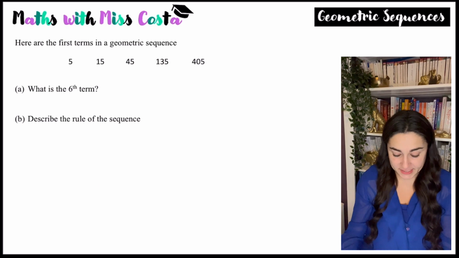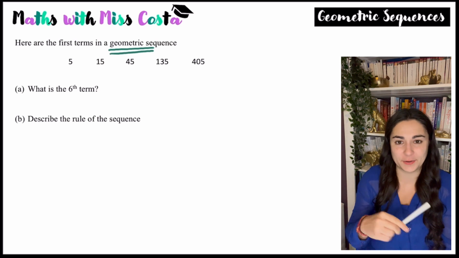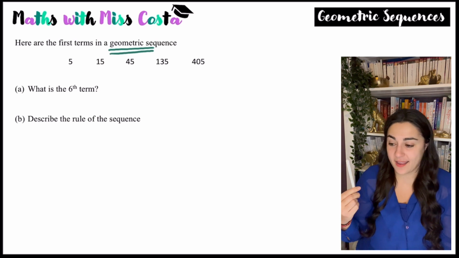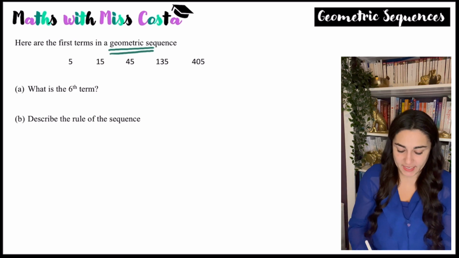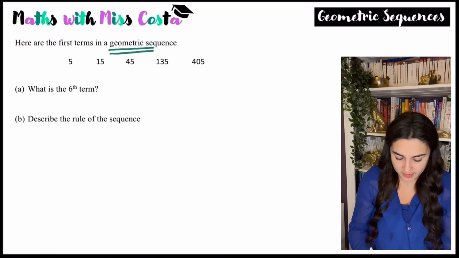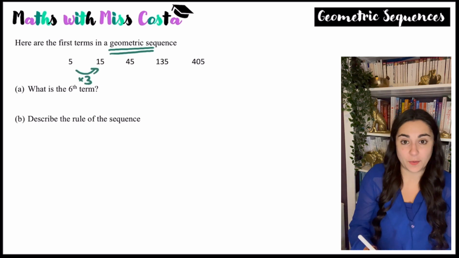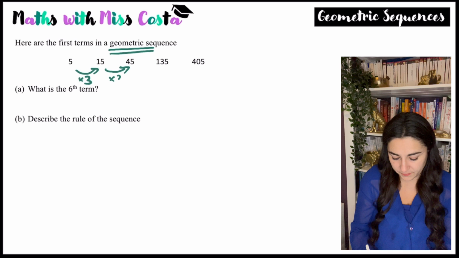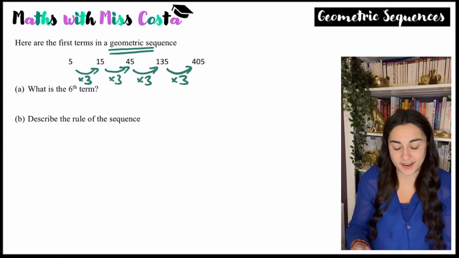Now here I have a geometric sequence. Unlike an arithmetic sequence, where the sequence increases by the same amount each time, here it's being either multiplied or divided. So I need to figure out what the multiplier is. How do I get from 5 to 15? Well, let's try this. I know that 5 times 3 is 15. Does that work for my next terms as well? Yeah, 15 times 3 is 45, and same as here. So I know that each time I must be multiplying the previous term by 3.